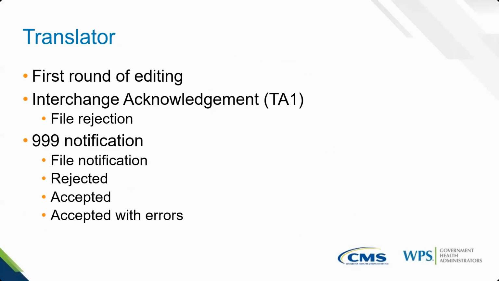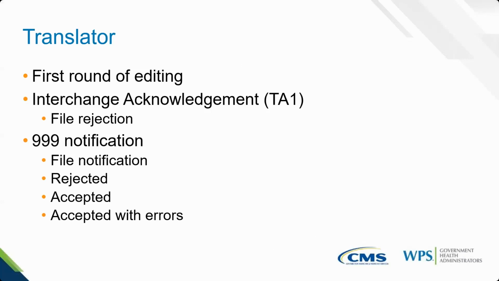For claims submitted electronically, the translator provides the first round of editing. And the first notification that could be received is called a TA1. Now, this occurs when the file's been rejected. And in my experience, this happens when there's some type of formatting error.